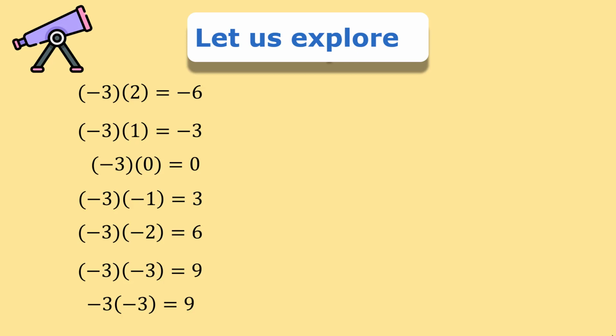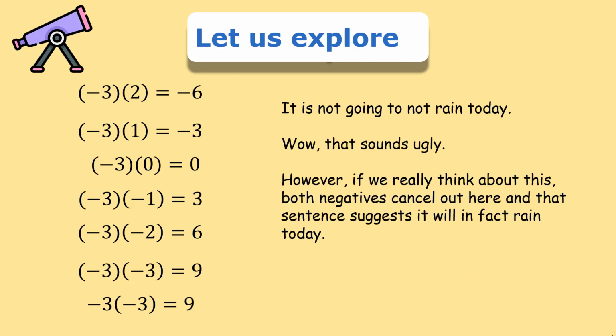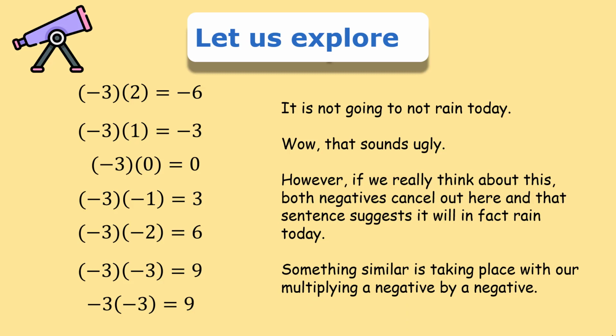A fun way to remember it is like this. It is not going to not rain today. Wow, that sounds ugly. However, if we really think about this, both negatives cancel out here, and that sentence suggests that it will in fact rain today. Remember, we don't use the word cancel here, we only use the word cancel if we divide. But what we try to say is that a negative number multiplied by a negative number is a positive number.